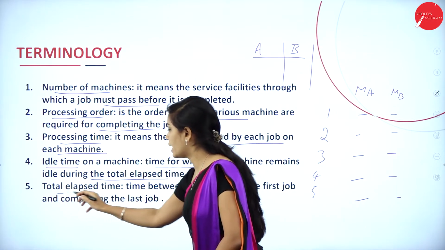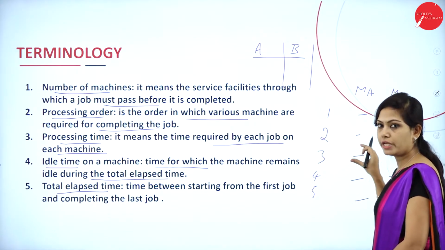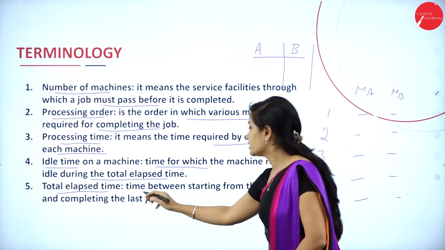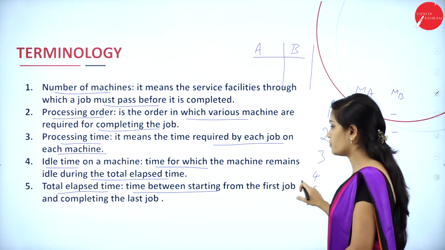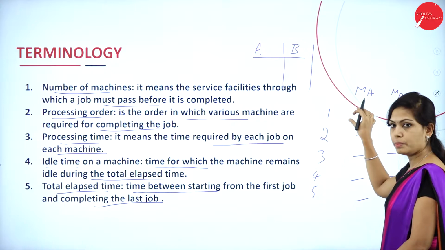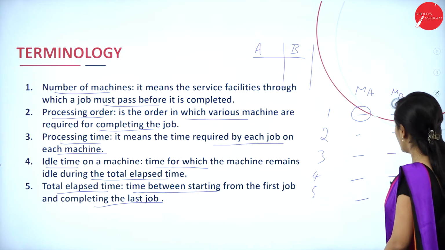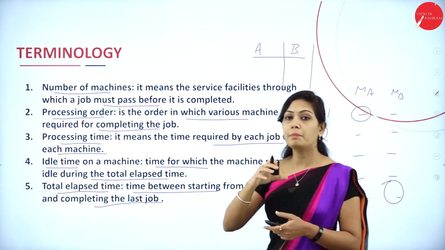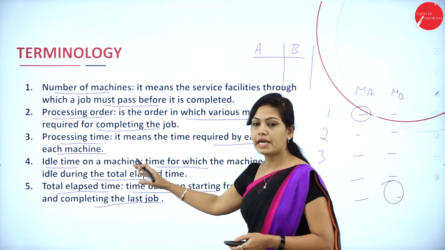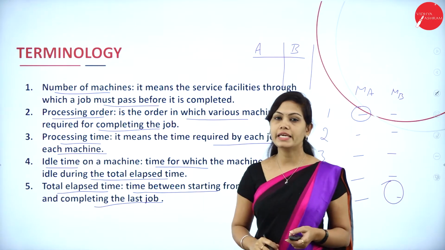And what is this total elapsed time? After finding the sequencing, after finding the order of each job, we are finding the time in, time out for each job. That is the time between starting from the first job and completing the last job. From the first job to the last job, how much time is required for completing the jobs. That is called elapsed time. So we have idle time and we have elapsed time also. These are the basic terminologies we have to study in job sequencing.